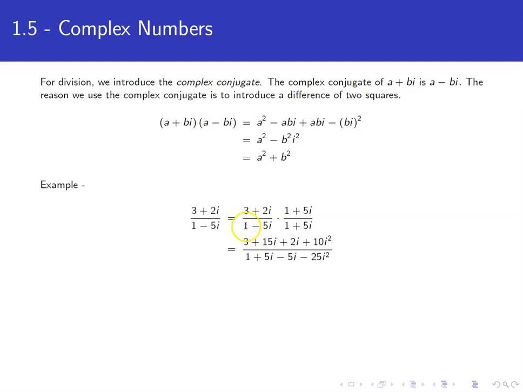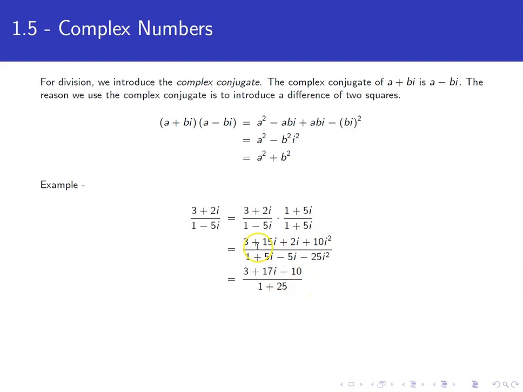3 times 1 is 3. 3 times 5i is 15i. 2i times 1 is 2i. 2i times 5i is 10i squared. On bottom, 1 times 1 is 1. 1 times 5i is 5i. Minus 5i times 1 is minus 5i. Minus 5i times 5i gives you negative 25i squared.